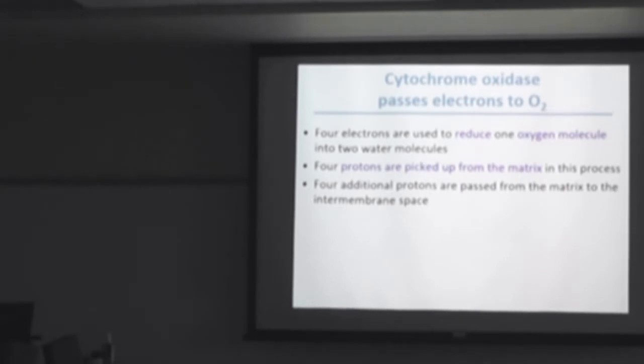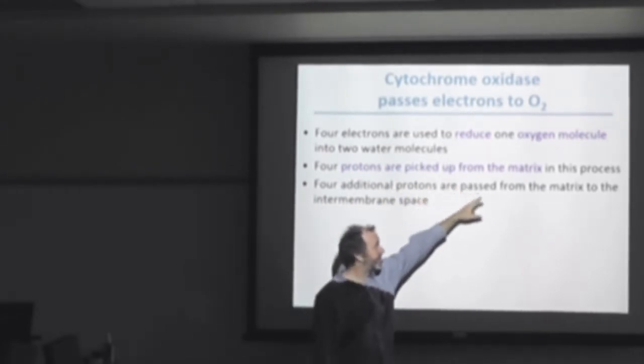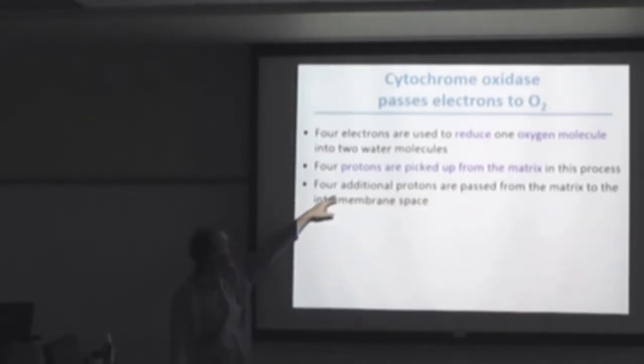So cytochrome oxidase passes those electrons to oxygen. 4 electrons are used to reduce 1 oxygen molecule into 2 water molecules. 4 protons are picked up from the matrix in this process. And then 4 additional protons are passed from the matrix to the inner membrane space.